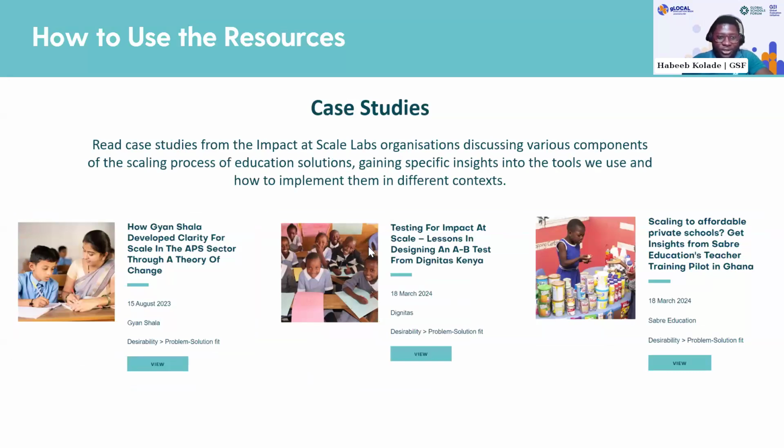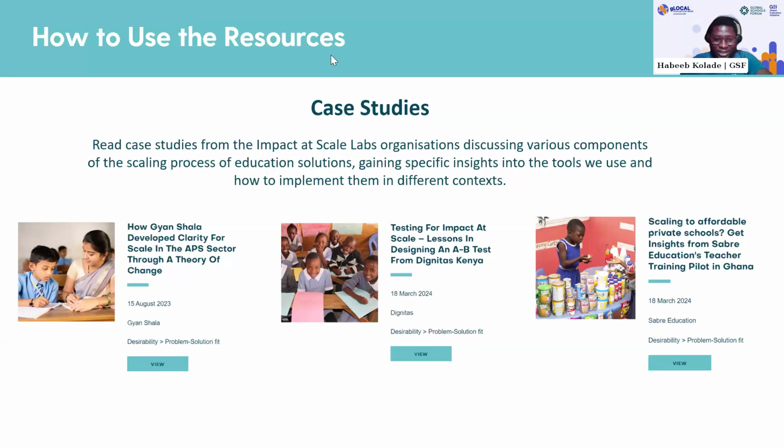Then case studies, as we mentioned, go into depth on specific components. So for example, the theory of change process is a key component for you to understand your problem solution fit. For organizations discovering that they have some clear gaps in their problem solution fit, it's important to develop a theory of change. So for example, here we have Gyan Shala sharing how they've been able to use the theory of change to develop clarity for their scale journey in the APS sector. That's just one example.